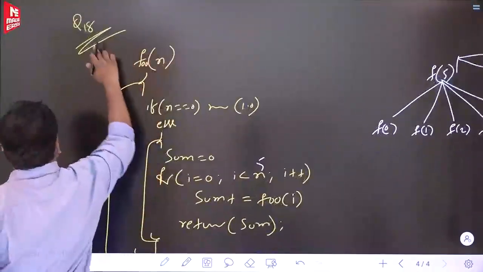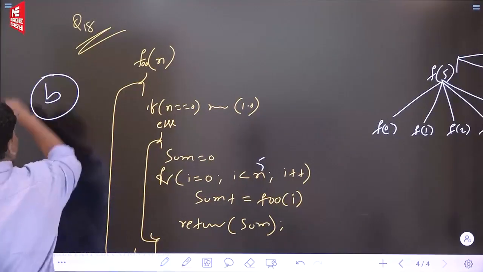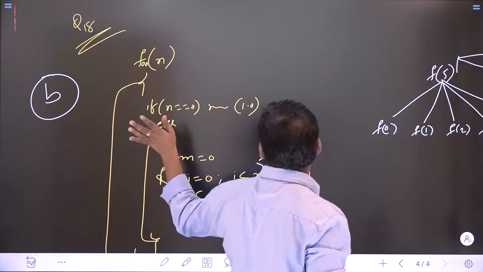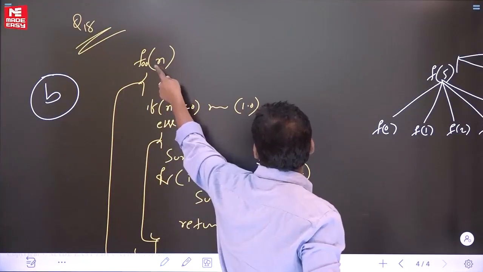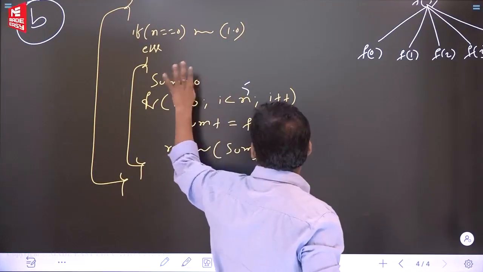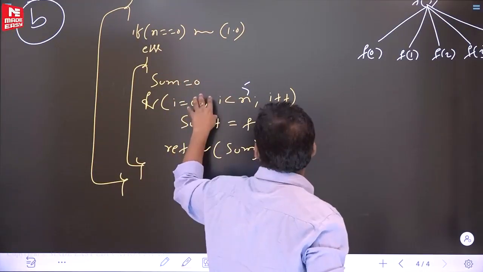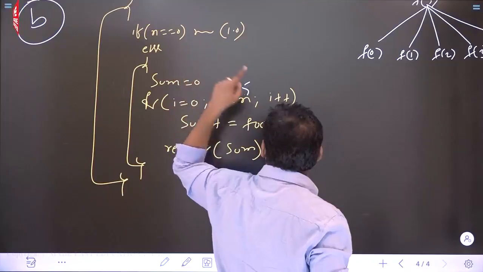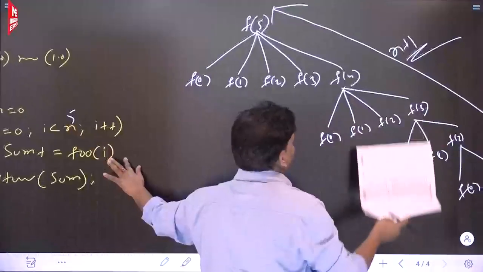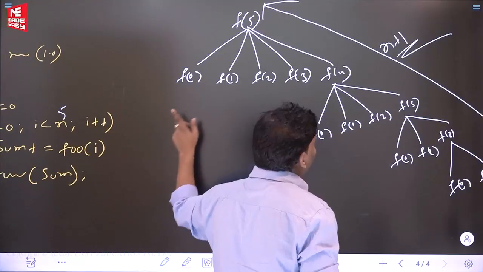Let me write here. Question number 18, answer is going to be B, because they are asking stack space. Please remember, any program is given, if they are asking space, normally it is a recursive program. In a non-recursive program, everything is visible. In a recursive program only, something is hidden. What is that? Stack. That is the hidden thing. So space means normally recursive program.